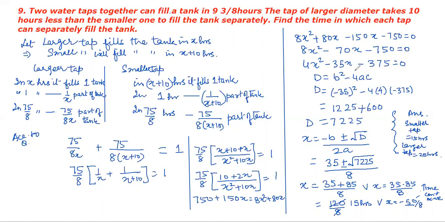Now again, it seems difficult to find the factors by middle term splitting. If you are feeling so, children, there is an option to do it by the quadratic formula. For calculating it by the quadratic formula, you will calculate D first, and the formula for D is b square minus 4ac. Put the value of b as minus 35, so minus 35 squared minus 4 into a, which is 4, and c is minus 375. When you multiply this, this will become 6,000.